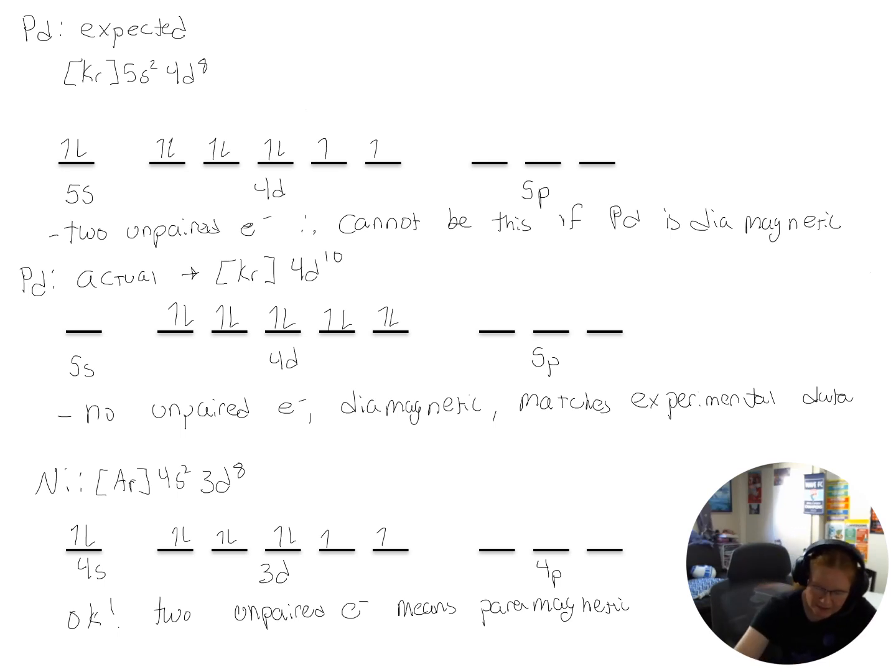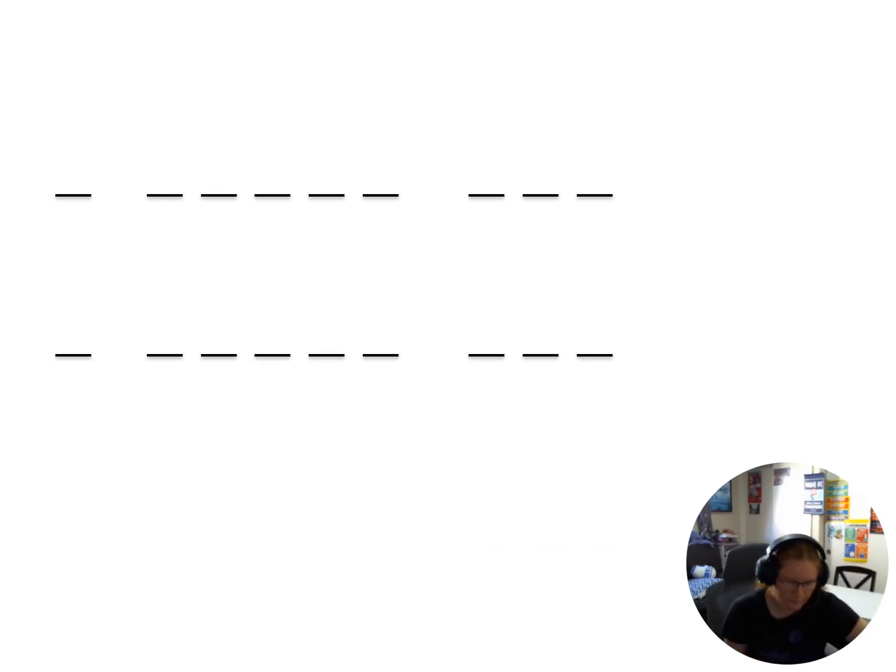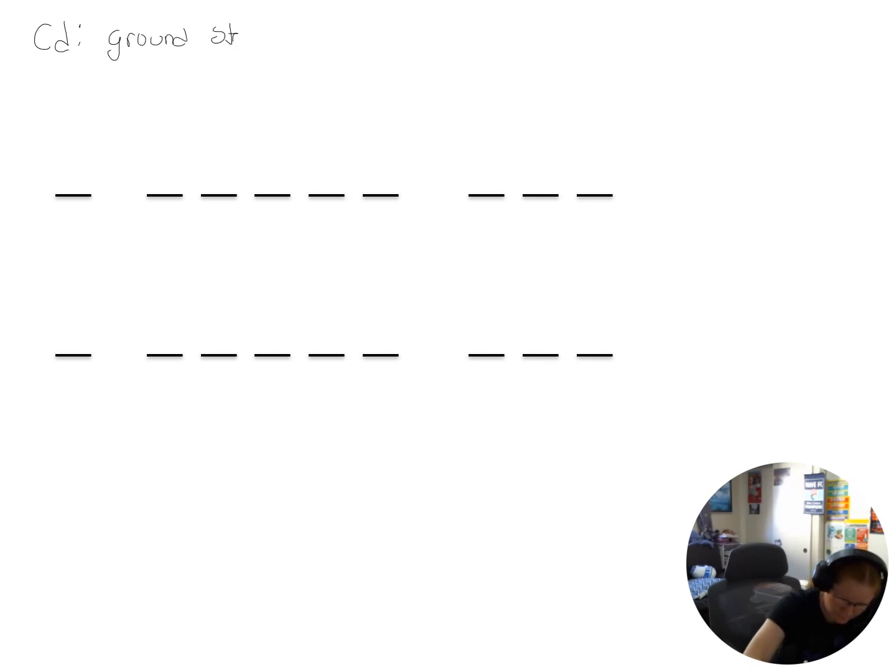All right, now let's look at cadmium. Look at the ground state first, before it ionizes. So krypton 5s2 4d10.